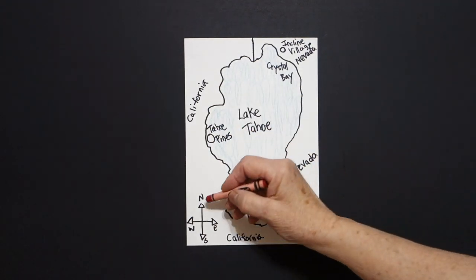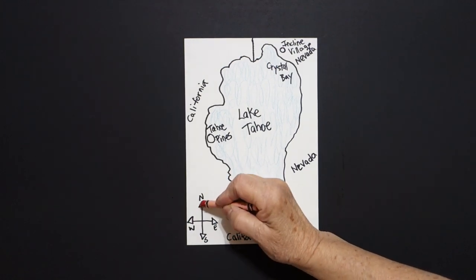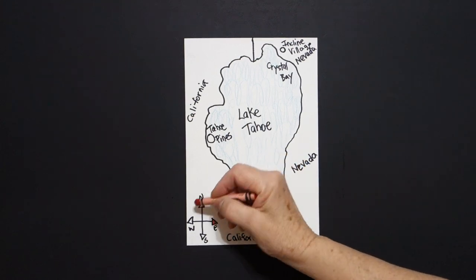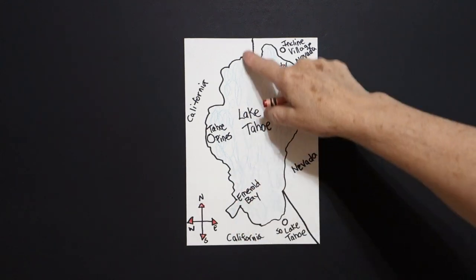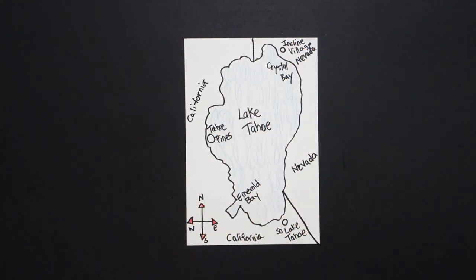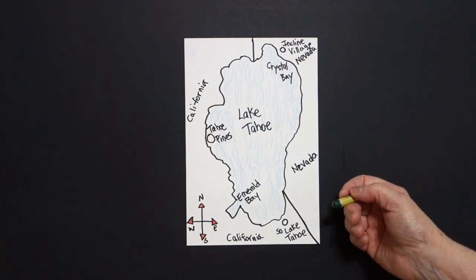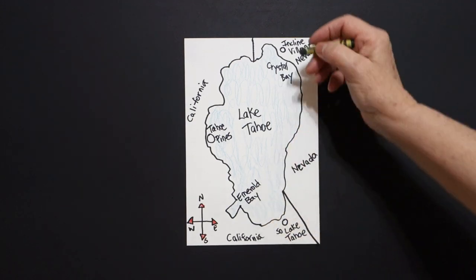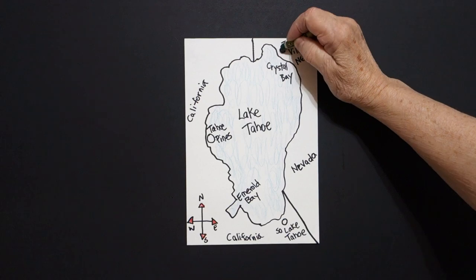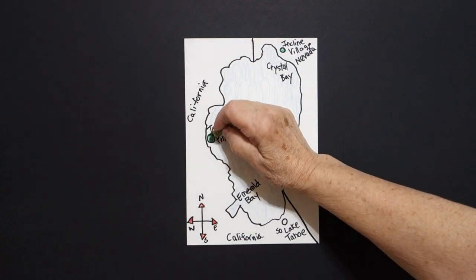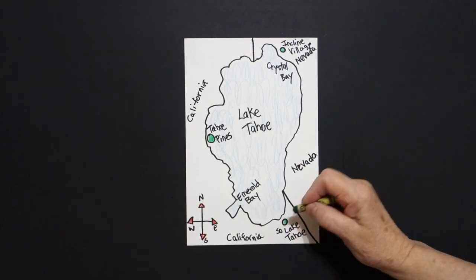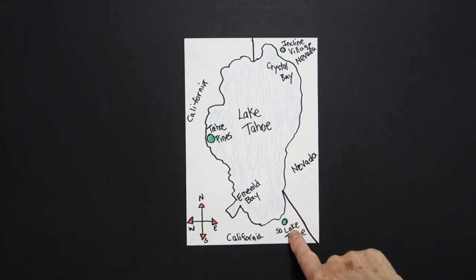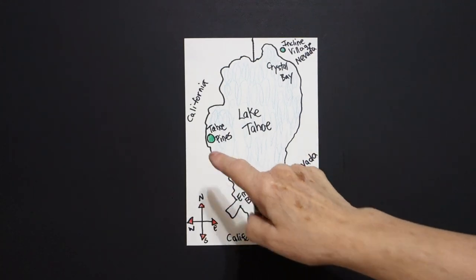Next, I'm going to color my triangles down here at the bottom of my compass rose. And it's important because, like I said before, north, south, east, west, the lake is literally in between Nevada and California. Next, I take my green and I color in these baby circles. And these are representing towns, cities, villages, but they also show you how things are in California, and then things are in Nevada, and then things are right by the lake.